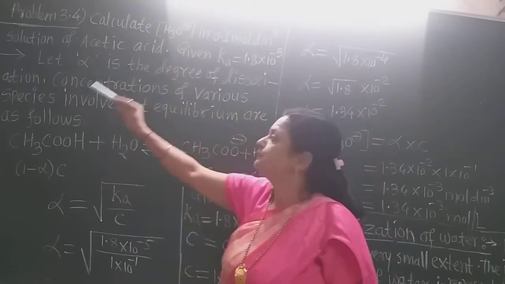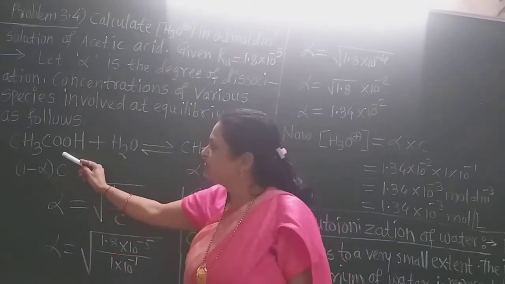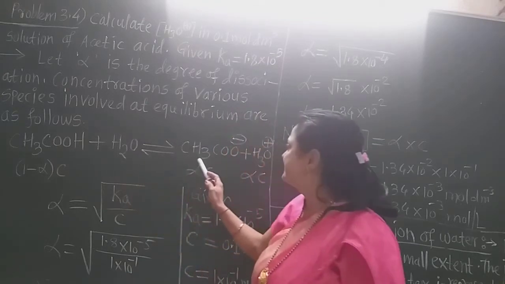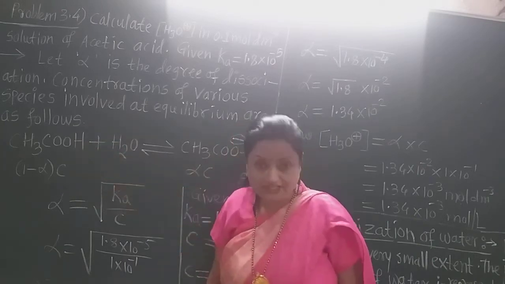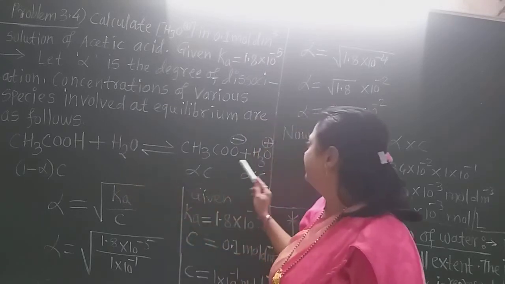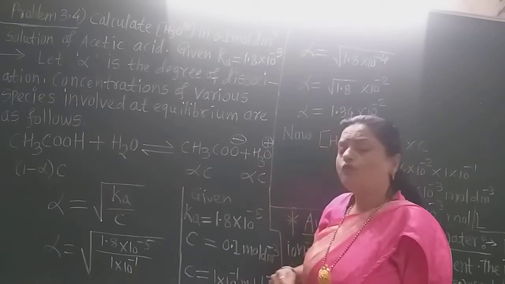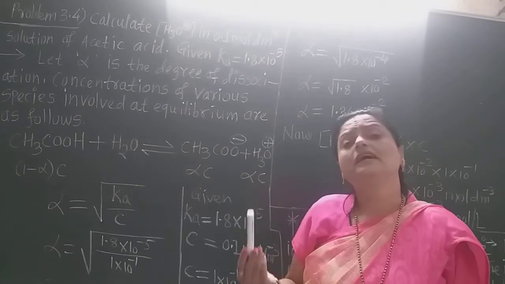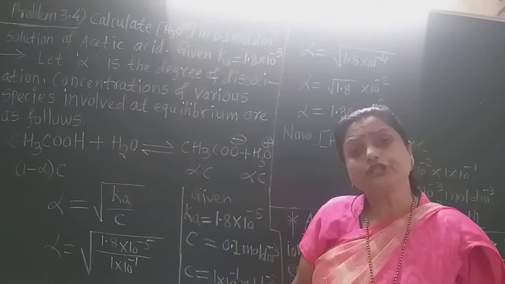Concentrations of various species in water at equilibrium are as follows. Now after ionization in the aqueous solution, this acetic acid gives acetate ion and hydronium ion. The H, that is the hydrogen H+ proton of the acetic acid, is accepted by this water molecule, and there is formation of this H3O+, that is the hydronium ion. Now we know that acetic acid is a weak acid, so it dissociates only in a small proportion. Suppose only alpha gets dissociated.